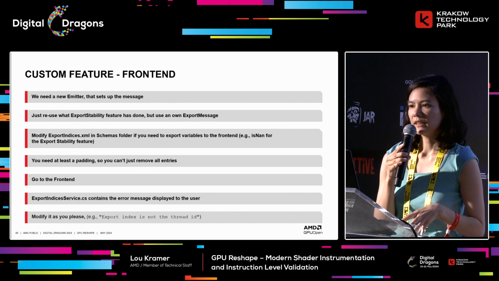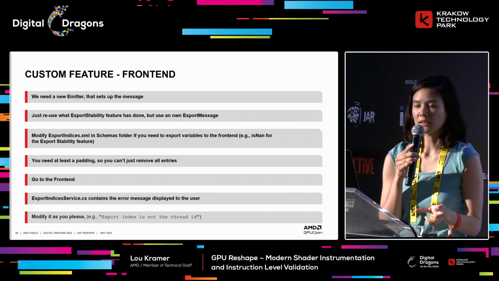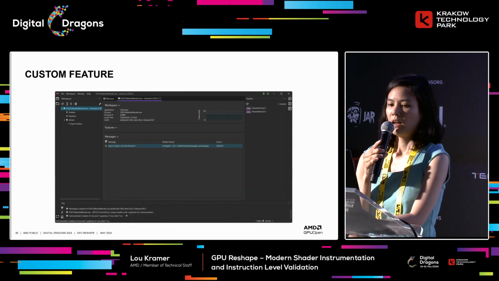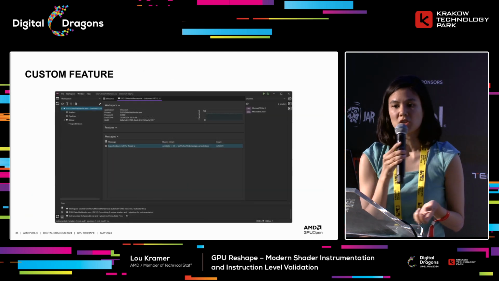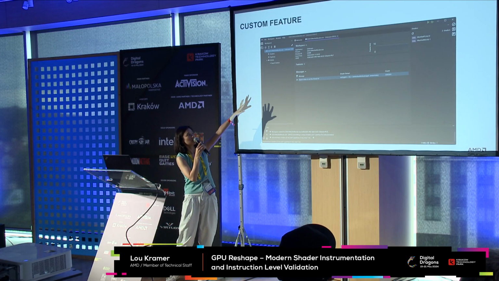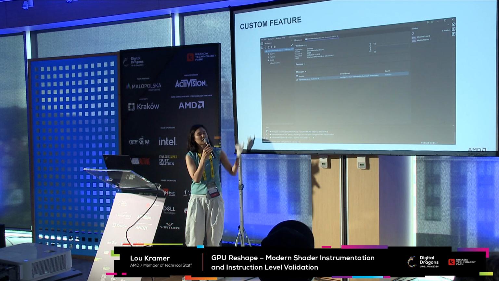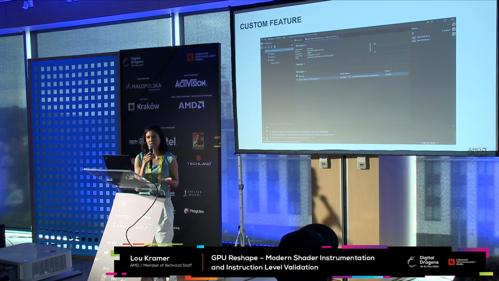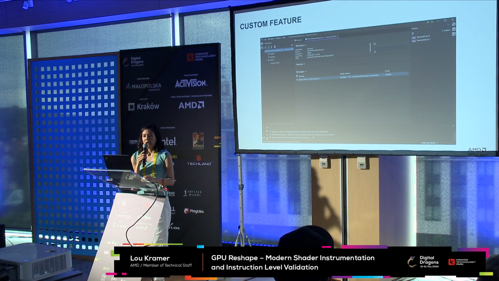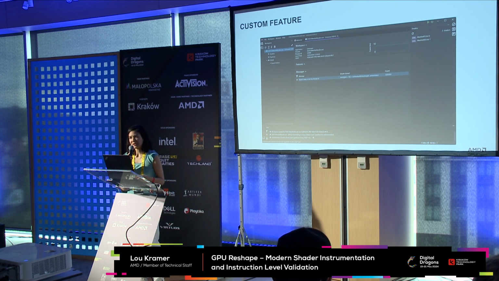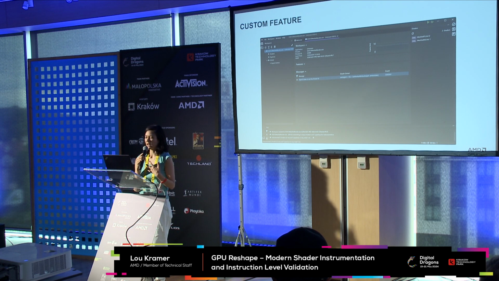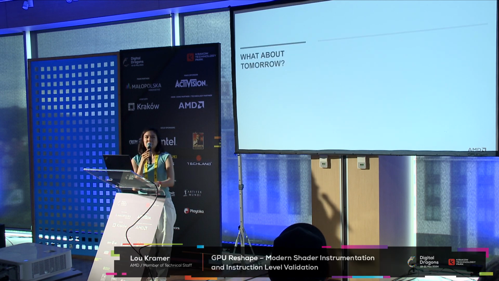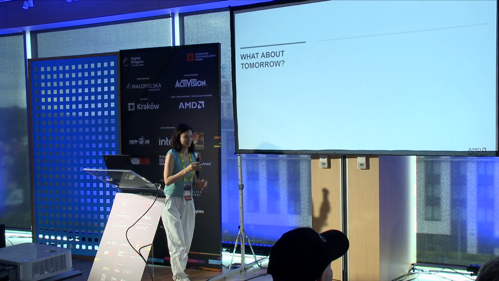And then you can go to the front end and also decide what message you want to write. In this case, I just wrote export index is not a thread ID. So it's literally just a string you insert there. And that's it. Now we have our custom feature. You can see I called it export indices, and then it detected that since I was using thread index plus 32 as export index, which is not equal to thread index, it detected it and reported it as an error. And that's really all about writing the custom feature. It's very simple, but it should give you an idea about the workflow, what's needed if you want to write your own. And now I hand back to Miguel, who will talk about tomorrow.